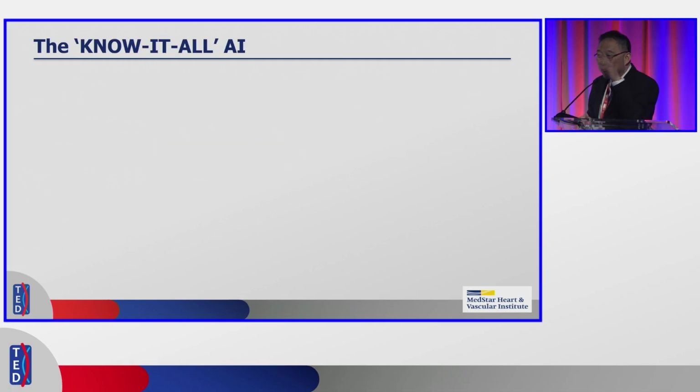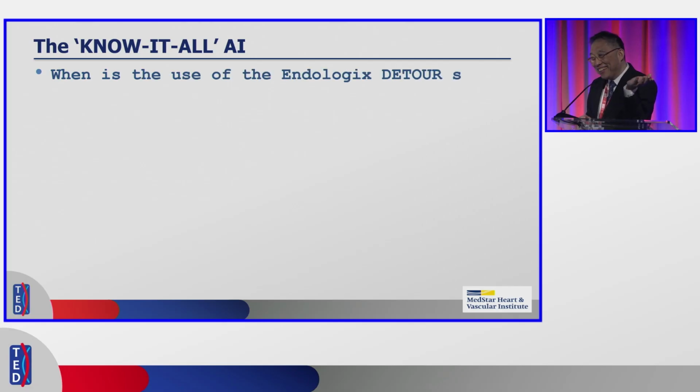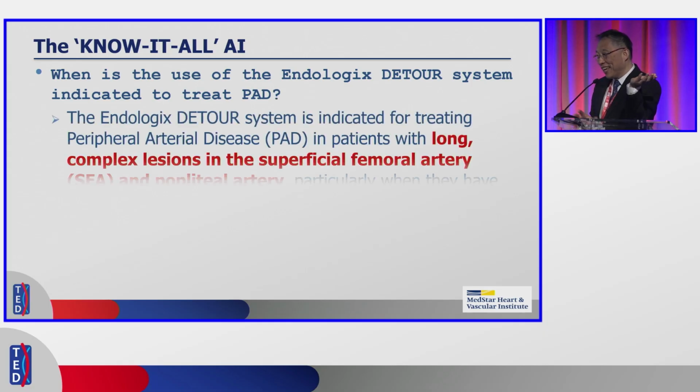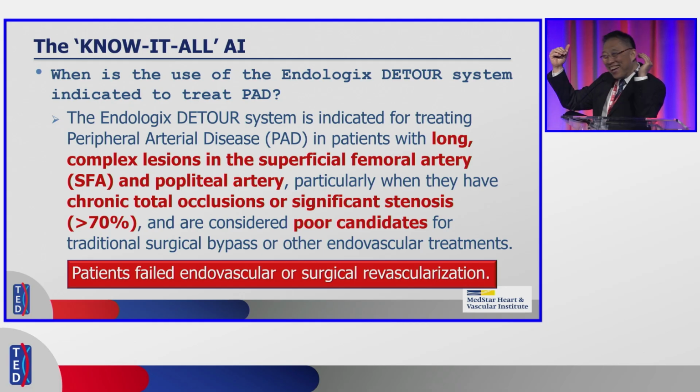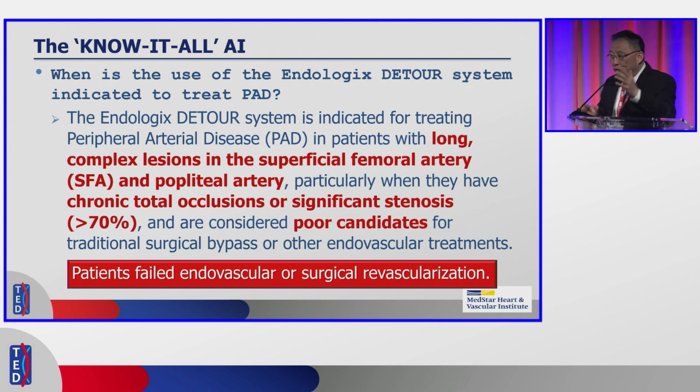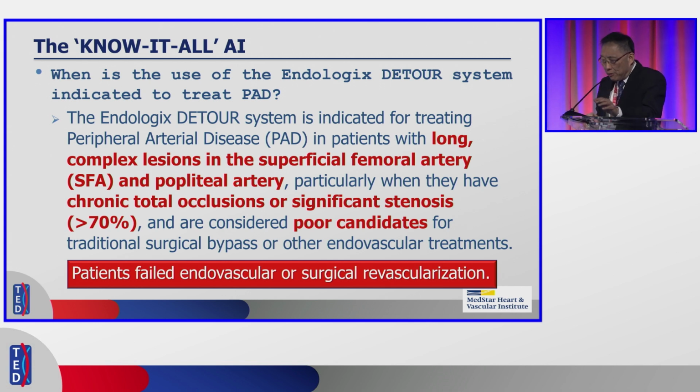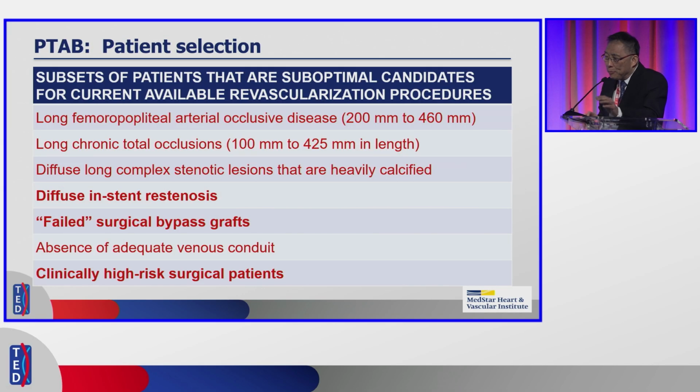To prepare the talk, I went on AI and said, what's PTAB, right? And it's supposed to give us an answer for everything. I always say the internet AI is all garbage in, garbage out, or data in, data out. So basically, it's patients who failed endovascular surgical revascularization, so patients we go for PTAB.